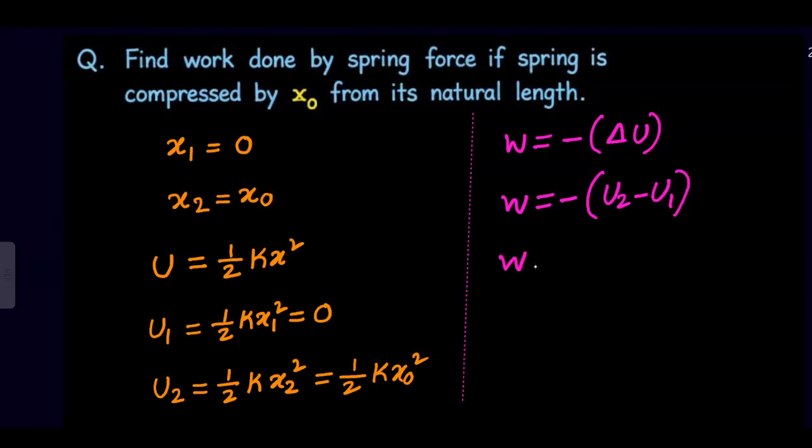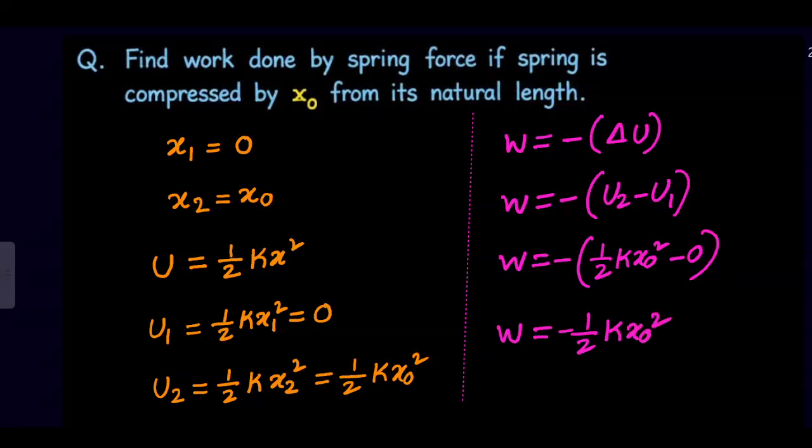So find out now here, U2 value is how much? 1 by 2 k x naught square, minus U1, which is 0. So that's why it is equal to minus 1 by 2 k x naught square. This is the work done.